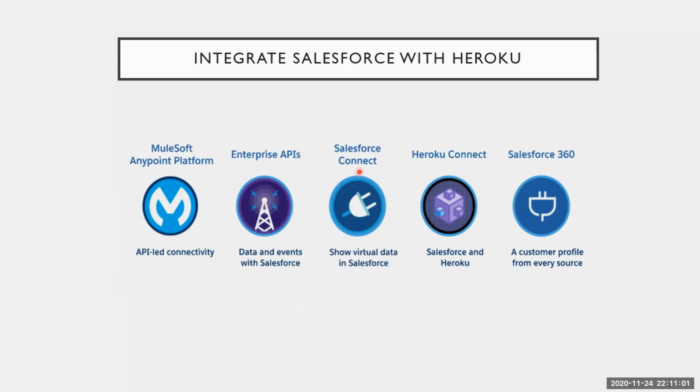In simpler terms, there is another external system B and you want that system B's data in Salesforce, so you do not have to copy all the data and insert it into Salesforce. You can simply use Salesforce Connect and it will replicate all the data in Salesforce. The fourth is Heroku Connect.